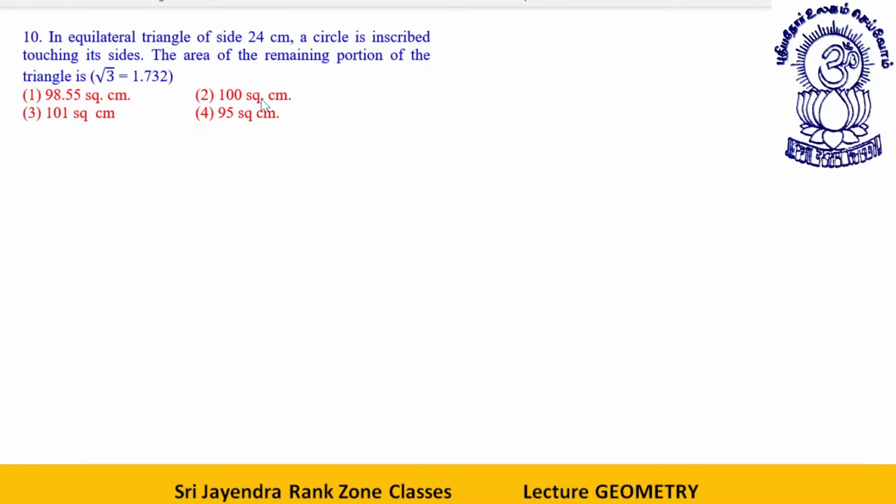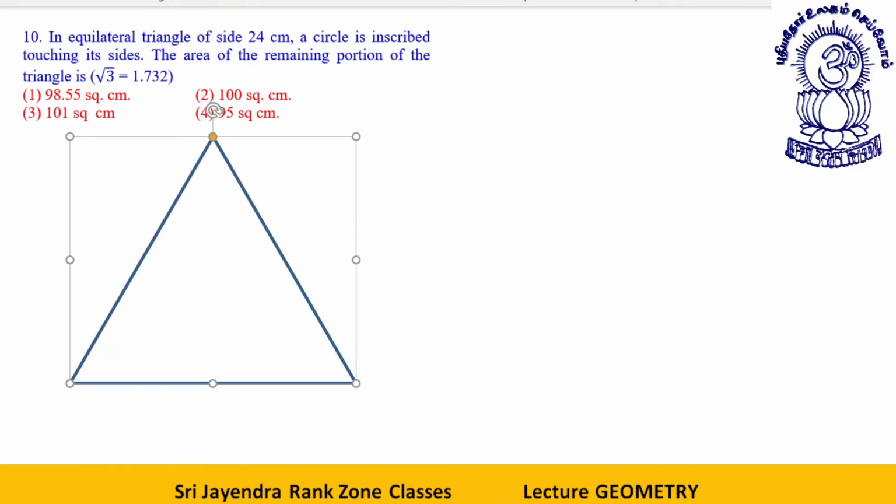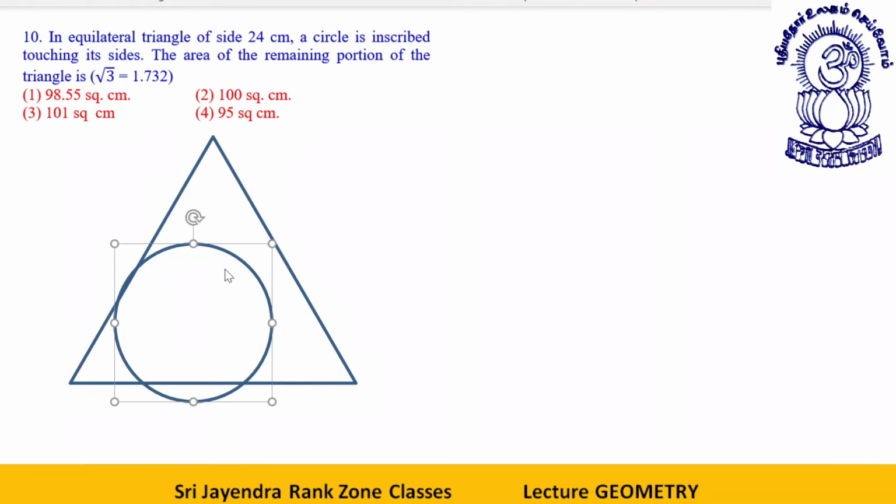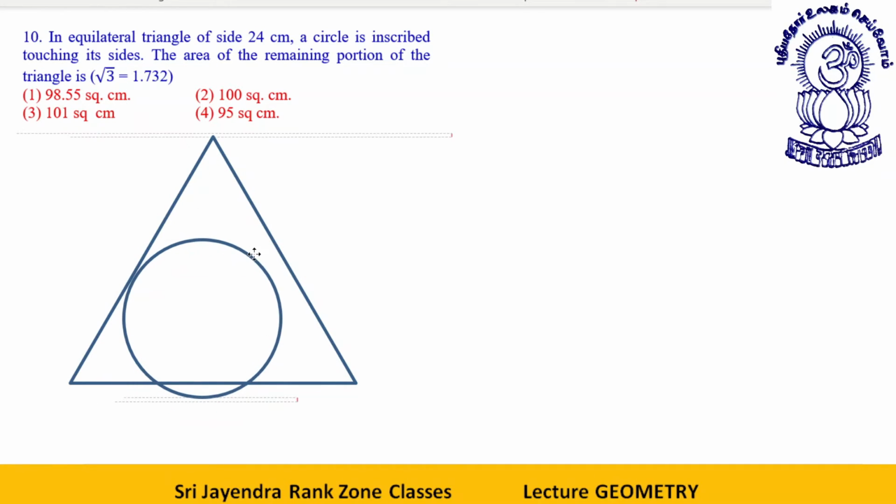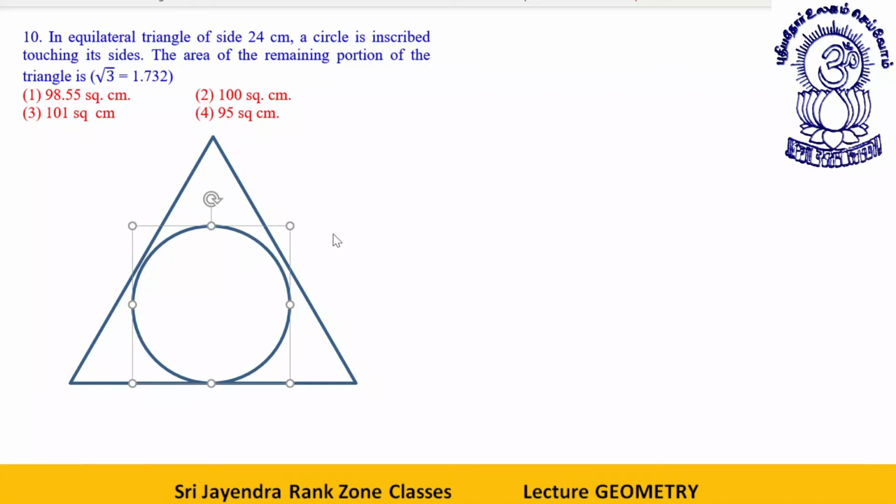An equilateral triangle of side 24 centimeter. A circle is inscribed touching its sides. The area of the remaining portion of the triangle is, dear students, let's say first of all, I draw an equilateral triangle. This is the triangle. I draw a vague circle. Just give me a small moment so that I can adjust it. Now this is the circle. Fine. This is the circle.